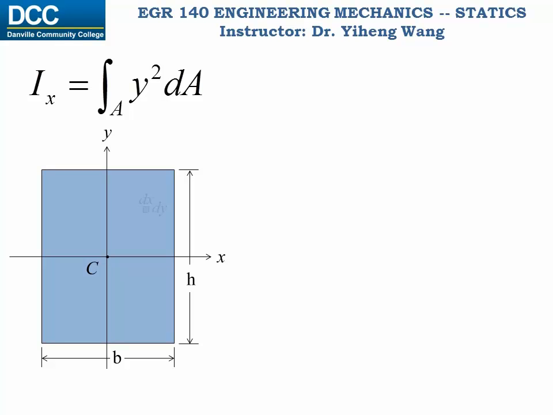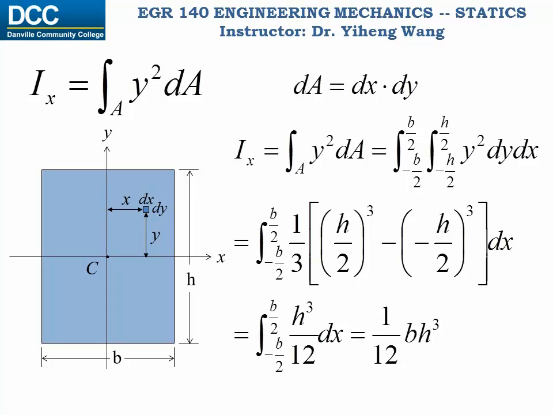We start with a differential element with sides dx and dy located at an arbitrary position x and y. Its area dA is dx times dy. We plug it into the equation and then do the integration. We must integrate with two variables because this rectangle has width of b and height of h. Along the y direction, we integrate from negative half an h to positive half an h, and along the x direction, we integrate from negative half a b to positive half a b, and eventually we get 1/12 bh to the third power.